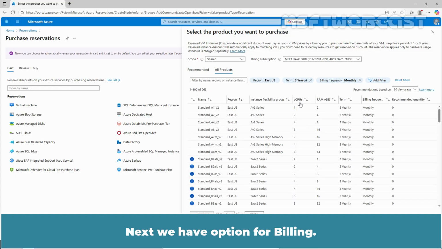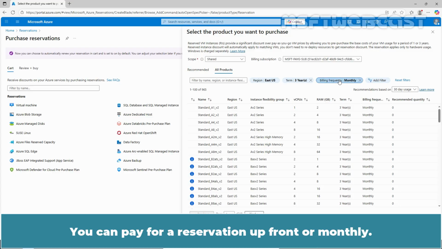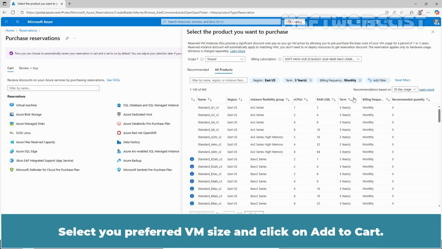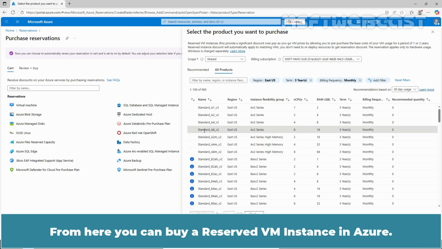Next, we have the option for billing. You can pay for a reservation upfront or monthly. The total cost of upfront and monthly reservations is the same, and you don't pay any extra fees when you choose to pay monthly. Select your preferred VM size and click on Add to Cart. From here, you can buy a reserved VM instance in Azure.